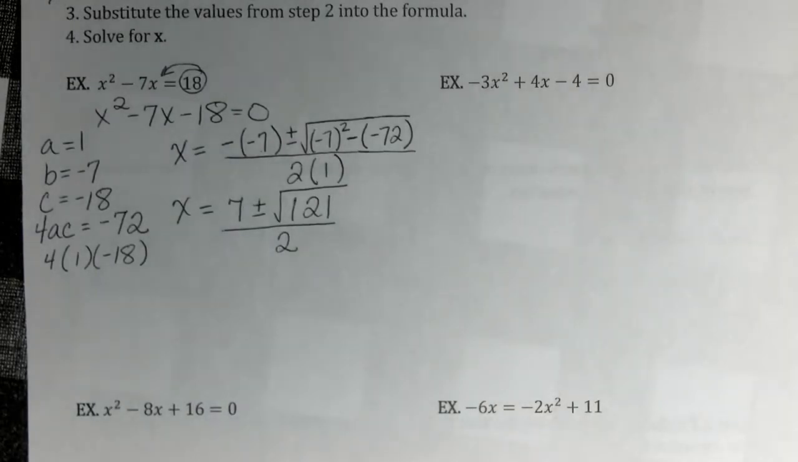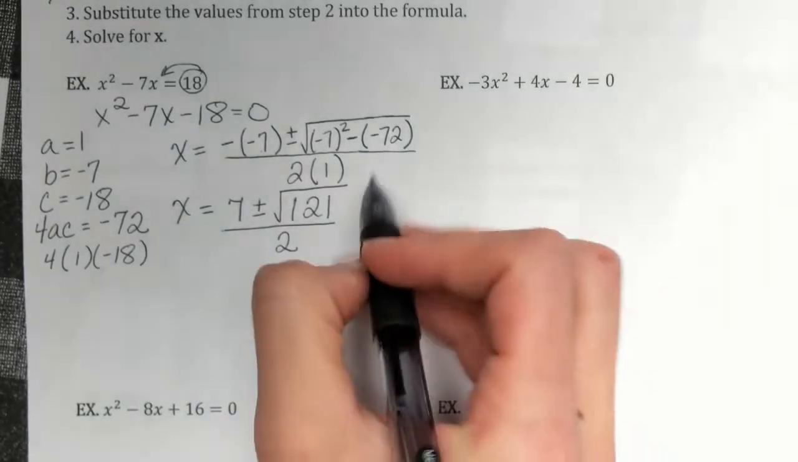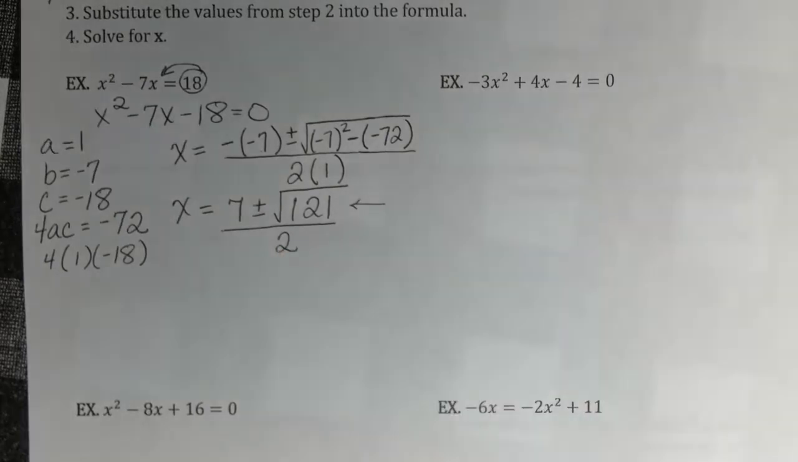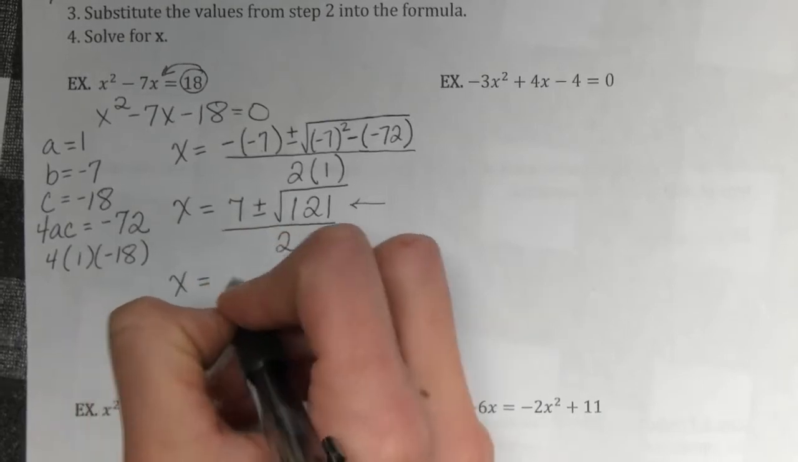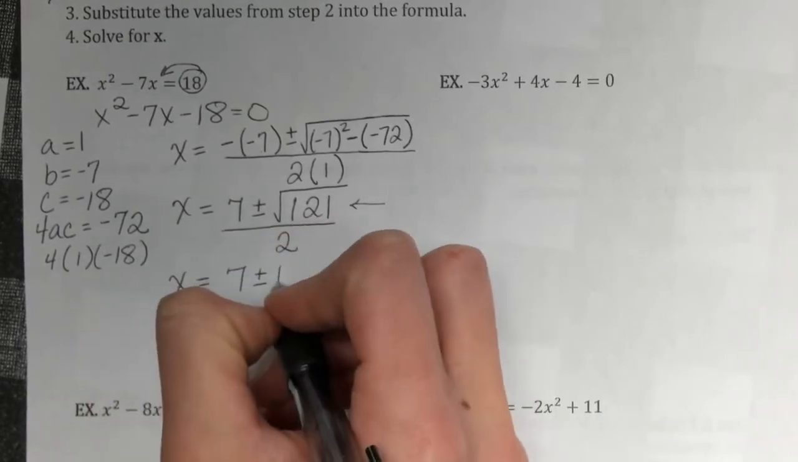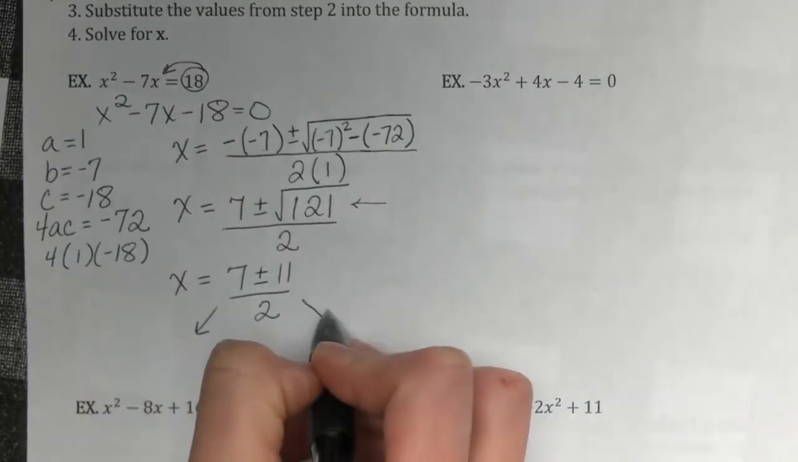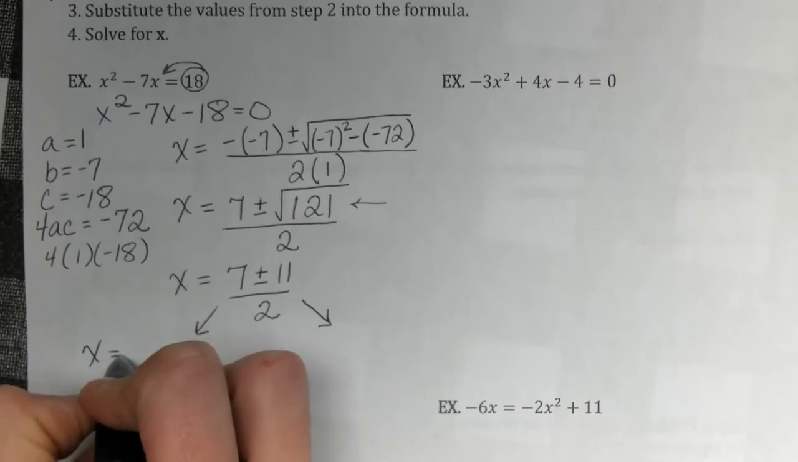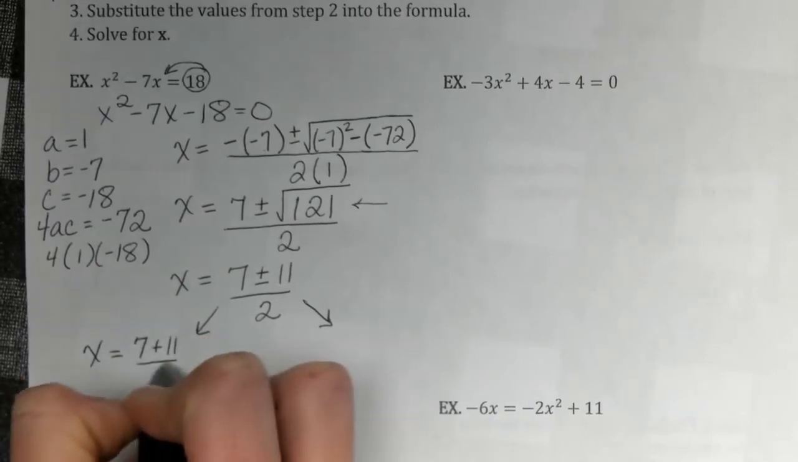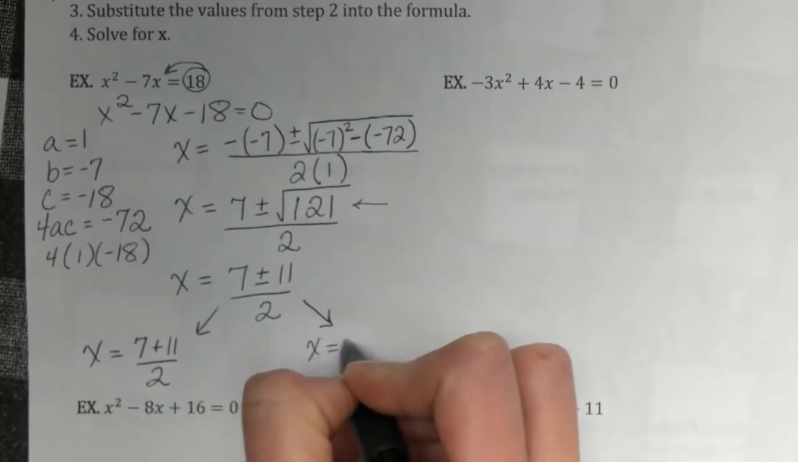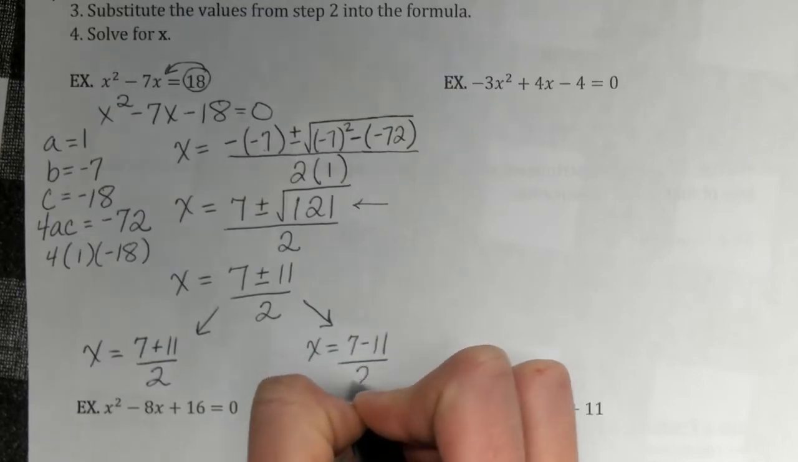Okay, so then I'm going to check, can I simplify this radical? The square root of 121 is a perfect square, so it gives me x is equal to 7 plus or minus 11 over 2. Now remember, when you have your perfect squares, your radical goes away, so what do we always do after this step? We split it. We got to solve for the individual x values. So we've got x is equal to 7 plus 11 divided by 2, and x is equal to 7 minus 11 divided by 2.